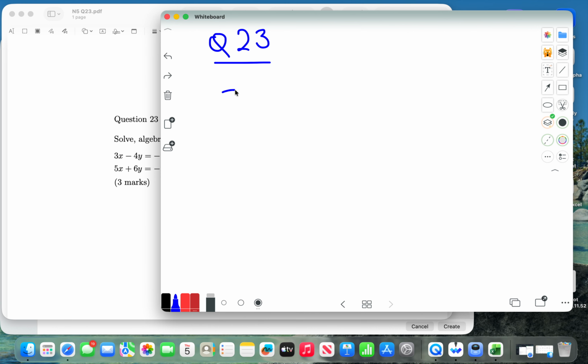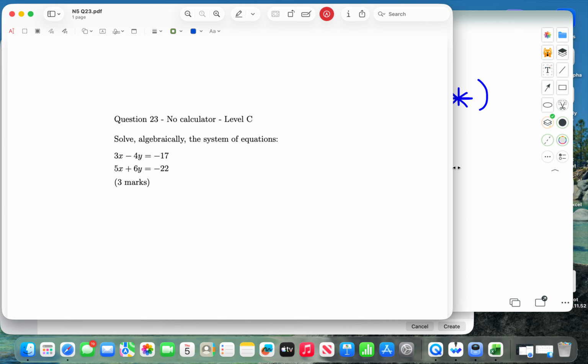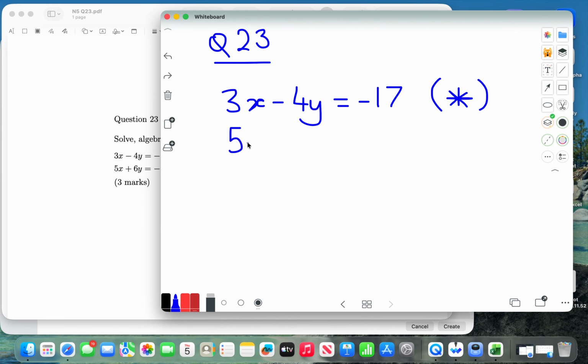So I will start this. I will call the first equation equation star, and the second one is equation star star. So that is equation star, and this one is the second equation. We need a value for x and a value for y that satisfies both of the equations.